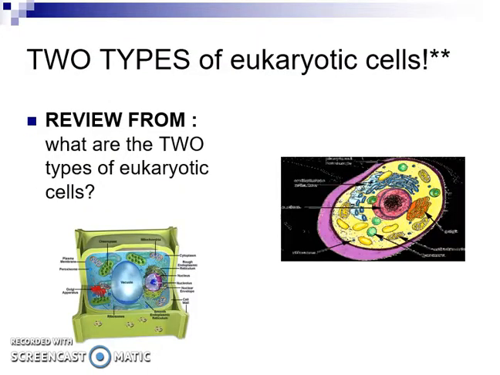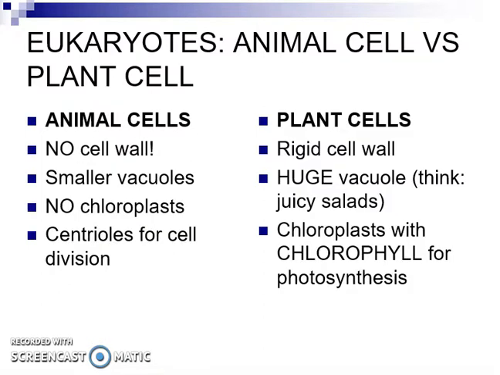Little fun fact. So two different types. What are these two different types? We have plant cells on the bottom left, and we have animal cells on the top right. Animal cells have no cell wall, a smaller vacuole, no chloroplast, and they have centrioles for cell division, and we'll learn more about centrioles when we get to mitosis later on in the year.